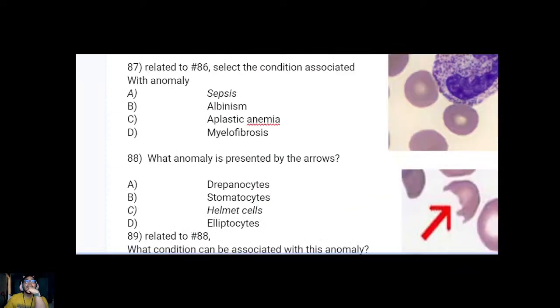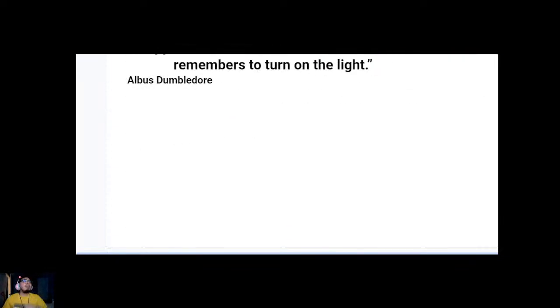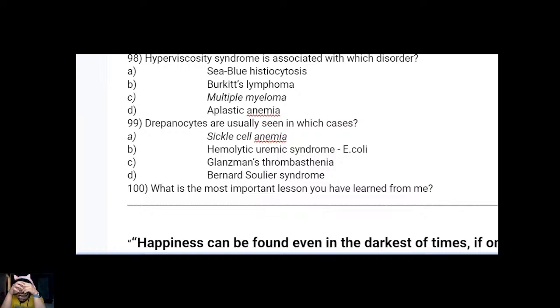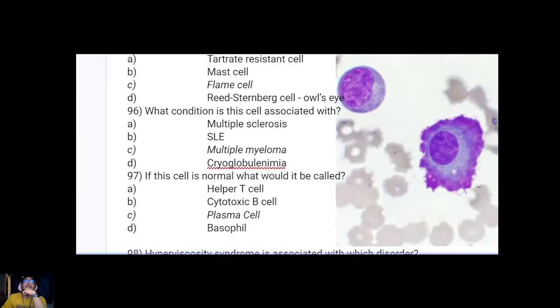Meron pa nagkamali sa 100 pala, by the way. Sino nagkamali sa 100? Sasampalin ko talaga. Sabi ko sa kanila, pakishaded yung letter A para makount dun sa script. Ay, naku, hindi talaga. Letter E.